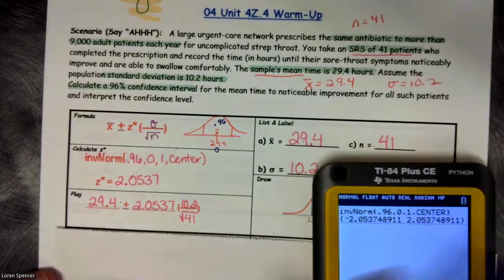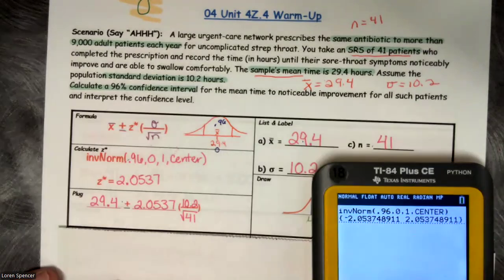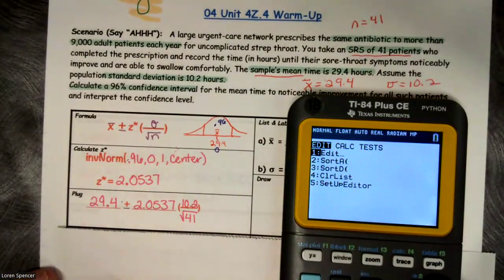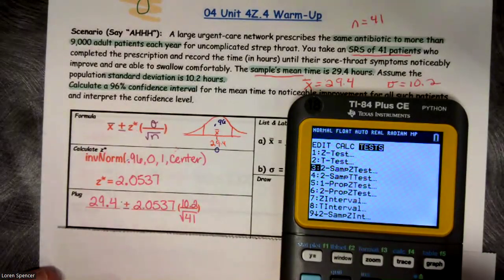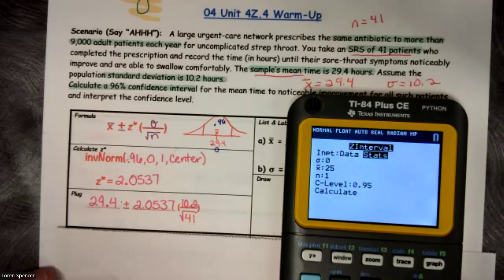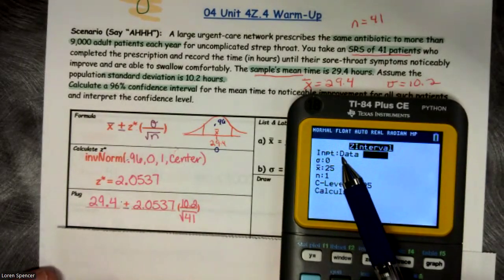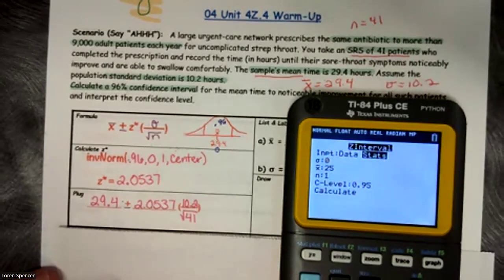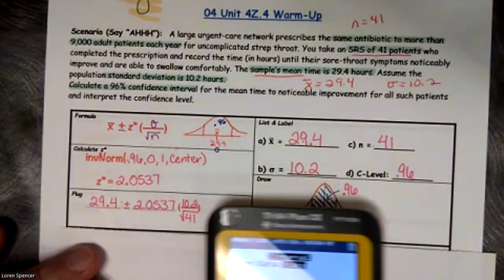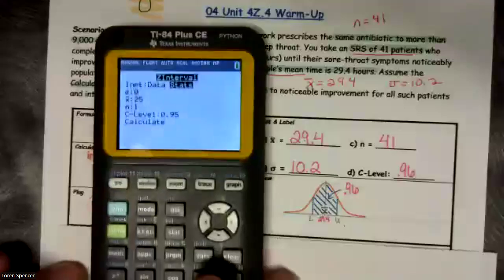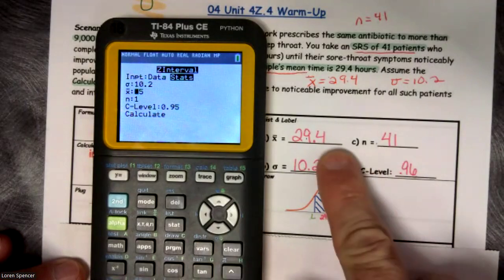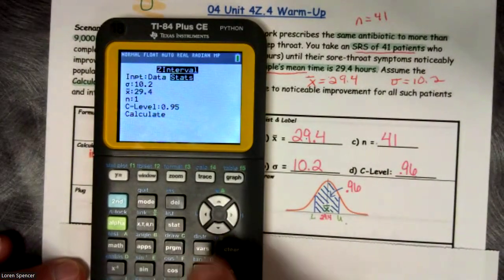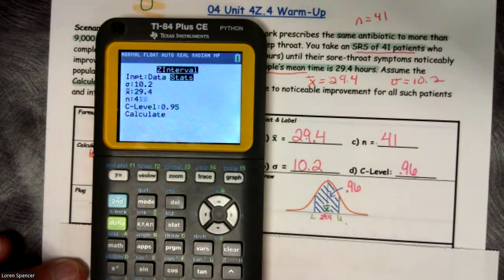By the way, we know we're working with a confidence interval. So we're going to go stat, arrow over to test, and it happens to be a Z interval, so that's number 7. We're going to drop down to 7. So it's a Z interval for means. We have statistics, we're not inputting a list of data. We input our standard deviation, which is 10.2, our X bar is 29.4, our sample size is 41, and we want a confidence level of 0.96.